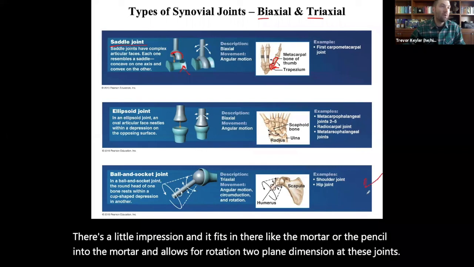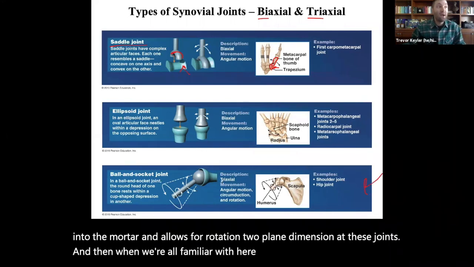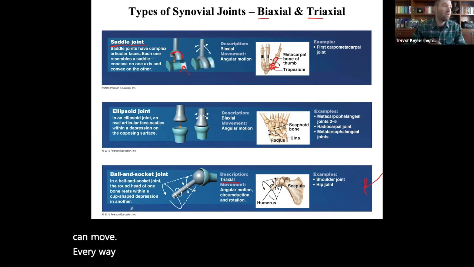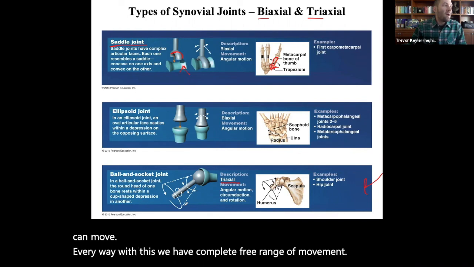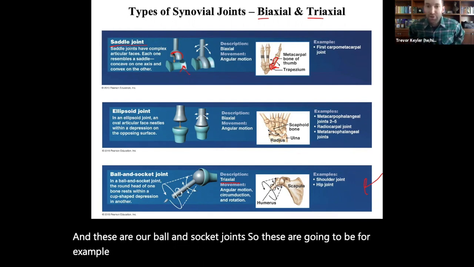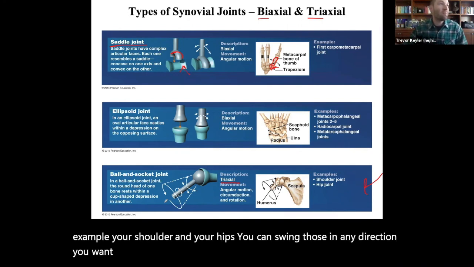And then one we're all familiar with here would be, this is triaxial, so we can move, well, every way with this. We have complete free range of movement. And these are our ball and socket joints. So these are going to be, for example, your shoulder and your hips. You can swing those in any direction you want, right? There you go again, swinging my arms.